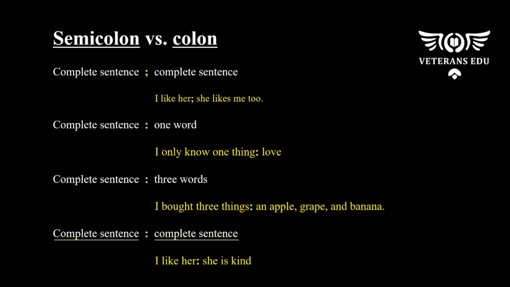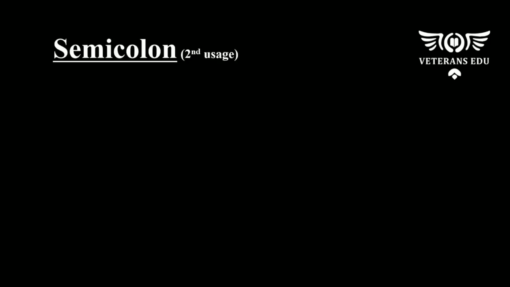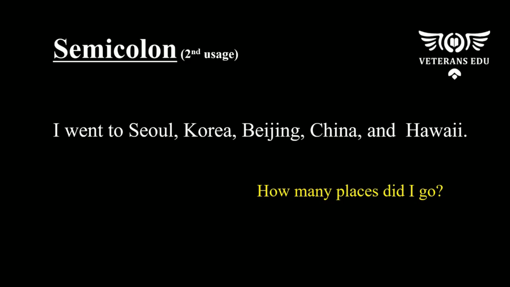Okay, now let's move on to our final lesson. I'm going to read out the sentence. I went to Seoul, Korea, Beijing, China, and Hawaii. My question to you is this. How many places did I visit? The answer is 3 places. I went to Seoul, Beijing, and Hawaii.